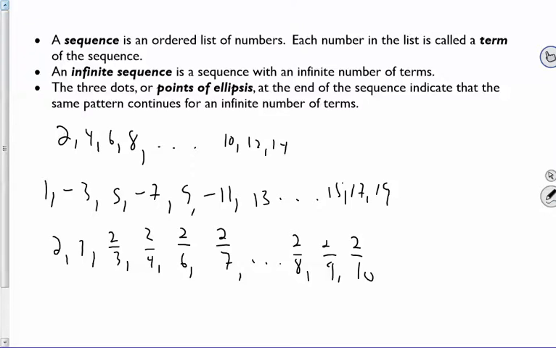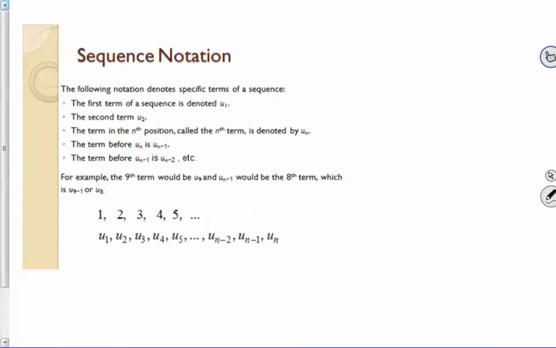Talk about sequence notation. The following notation denotes specific terms of a sequence. U sub 1 just means the first term. U sub 2, guess what that means? That's right, the second term. So the nth term is determined by U sub n. The term before the nth term is U sub n minus 1, and before that one is U sub n minus 2. So if we want to do the ninth term, it would be U sub 9, and the U sub n minus 1 would be 8.